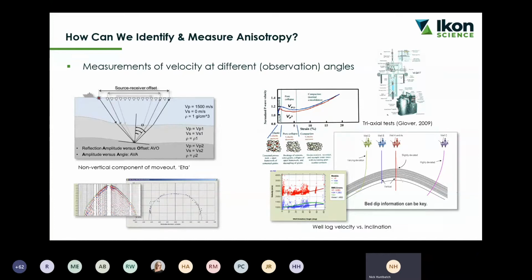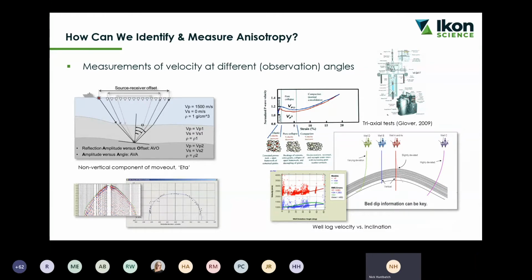Bottom left, if we've got walk-away VSP data, we can look at horizontal and vertical slownesses. We have a plot showing that there, which will tell us something about our anisotropy, and we can calibrate Thomson's model using that data if we have it. A more pragmatic approach, which you see in the bottom right, is looking at the well log velocity. Velocity logs are sampled every half foot. If we have a range of deviation in our well bores, or more correctly, a range of different measurement angles.